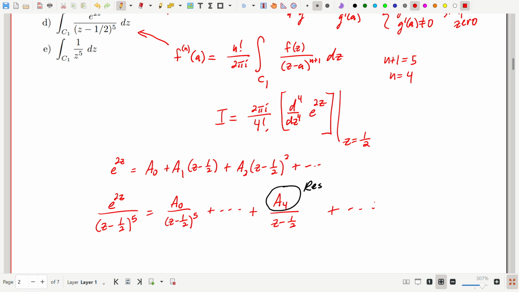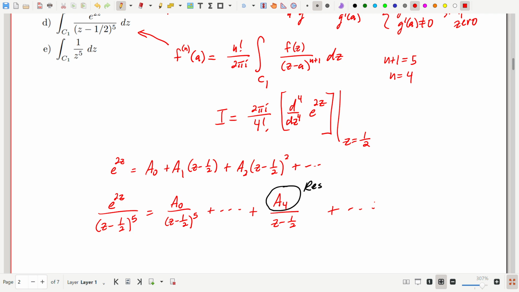Question about that? What about that last one, E? What's that integral? Anybody? 0. We could use the residue theorem. That is a Laurent expansion, and there's no residue term. So the residue theorem would tell you that's 0.